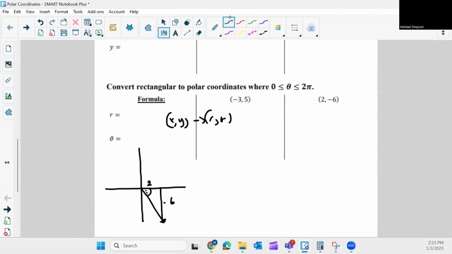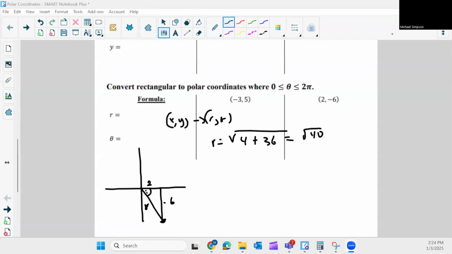So again, we can find the R value really quick, guys. The distance from the origin, the R value, is just the Pythagorean theorem. So R is going to equal the square root of 2 squared, which is 4, plus -6 squared, which is 36. That gives me the square root of 40. 5 times 8 is 40. Let's simplify this a little bit. So let's see how we're going to do this now.